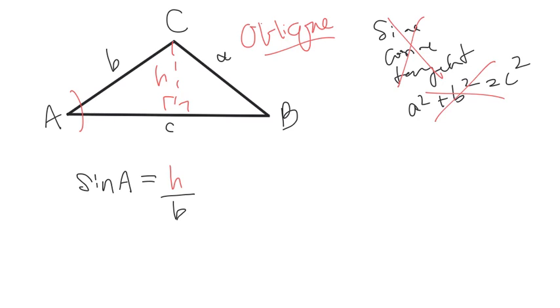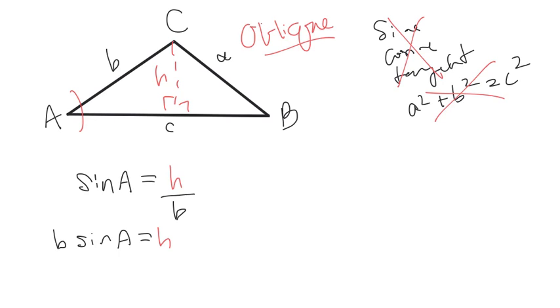What I'm now going to do is rearrange this expression in order to get H by itself. So I'm going to multiply both sides by B. So I have B times the sine of A equals H. You'll see why later on why I do that.